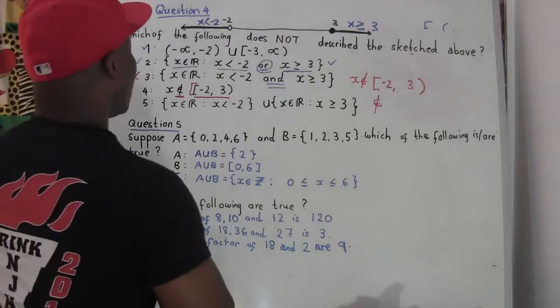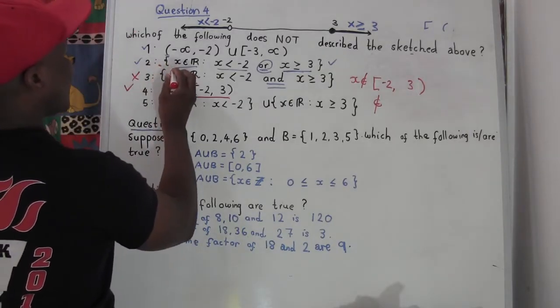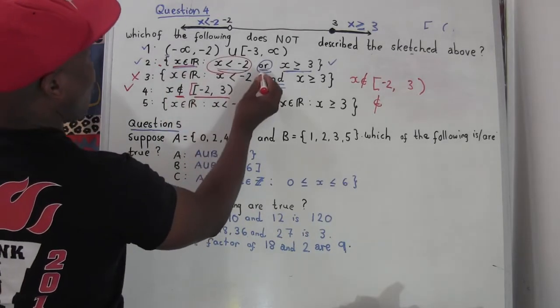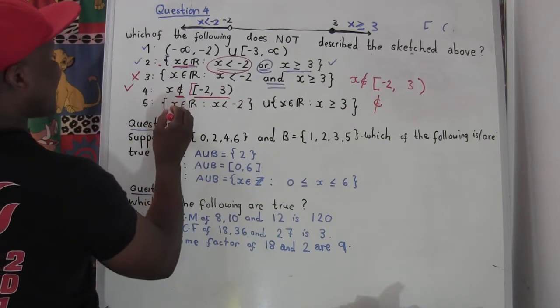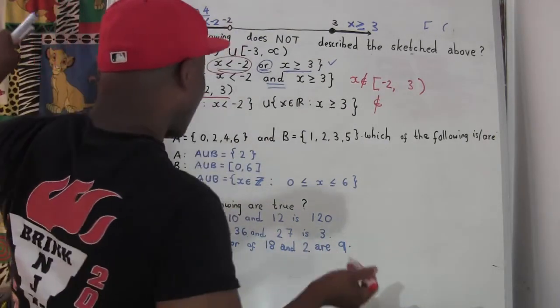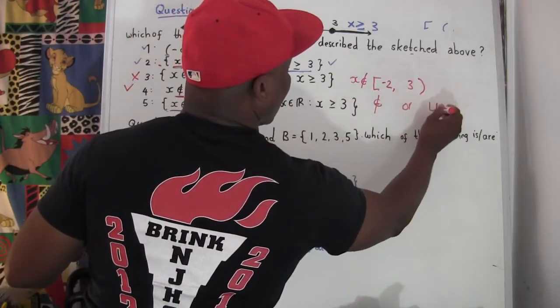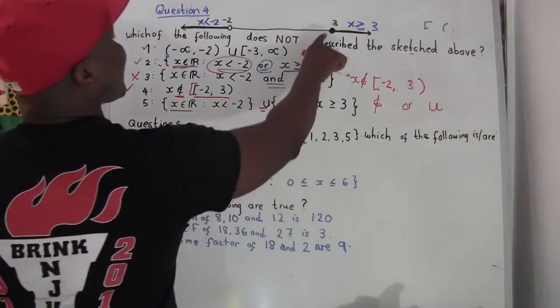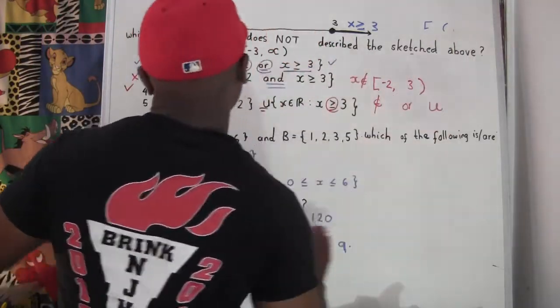For the last one, you see, it is the same as this. What did they say? This with this, or this with that. So they kind of separate. They say x is an element of all real numbers, but x is less than -2, is true, less than -2, or x is an element which includes 3 and more. We're done with the first question.